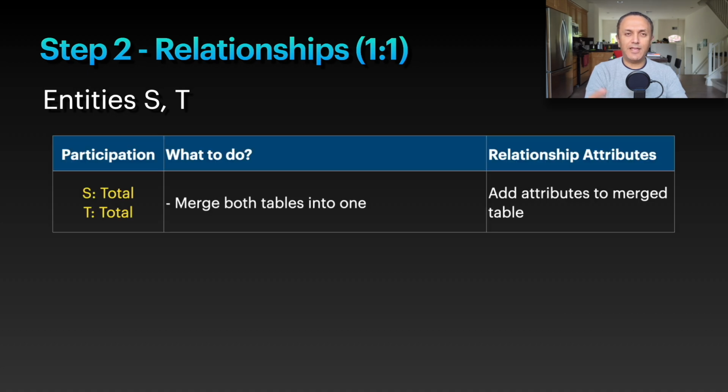First possibility is that both have total participation. If they both have total participation, then one way to represent that is to merge them both into one table. And if we merge them into one table, it means that all the attributes from both tables are merged into one. Also, if the relationship itself has additional attributes, they get added to that table. So this is the first possibility.